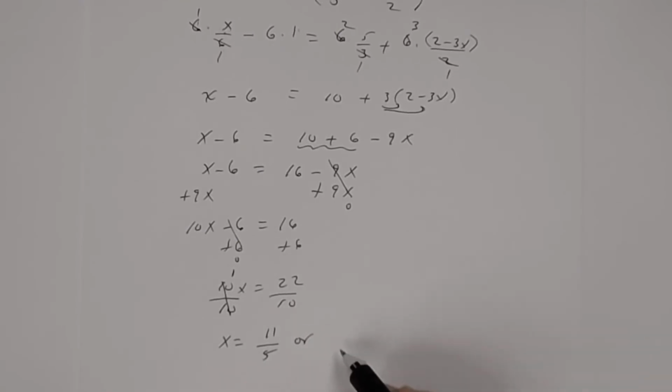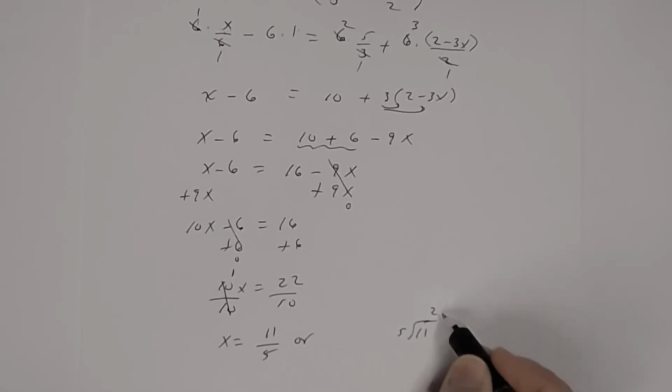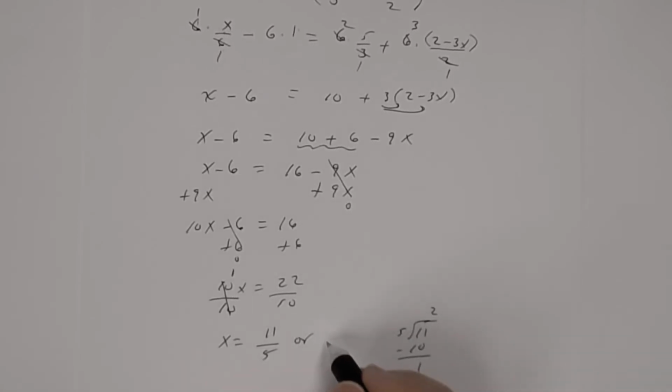And if you want to write this as a mixed number, you can. So 5 into 11 is 2. 2 times 5 is 10. Subtract, you get 1. So you get 2 and 1/5, right? So 2 and 1/5. All right, so that was number 3. So that's the solution to number 3.